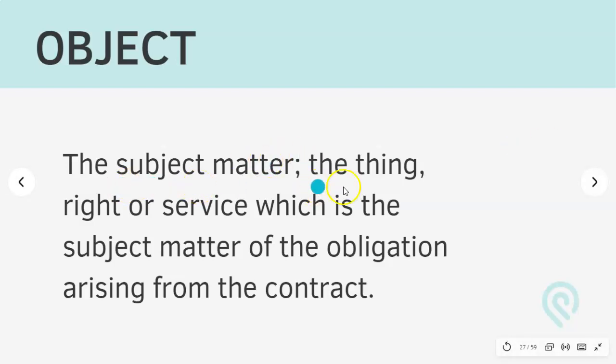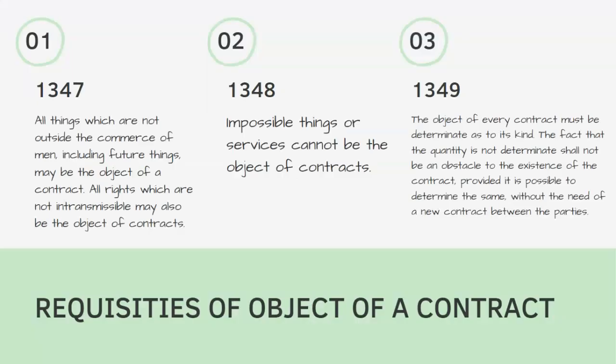Object is the subject matter, the thing, right, or service, which is the subject matter of the obligation arising from the contract. What may be the object of contracts? The following: all things which are not outside the commerce of men, including future things, all rights which are not intransmissible, or all services which are not contrary to law, morals, good customs, public order, or public policy. Okay. Requisites, Articles 1347, 1348, 49, yung requisites of object of a contract for a thing, right, or service to be an object of contracts.